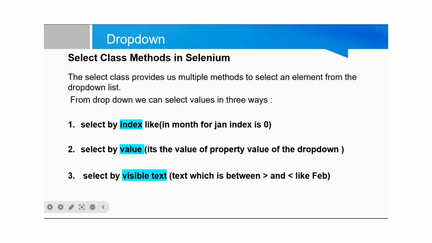And then select by value: if there is a country drop down, then there will be names like India, Argentina, Australia. So you can select by value like this. And for visible text, when there is a range, like age between 18 to 65, you can select by that visible text using the select by visible text method. So there are 3 methods through which we can test drop down menu values.